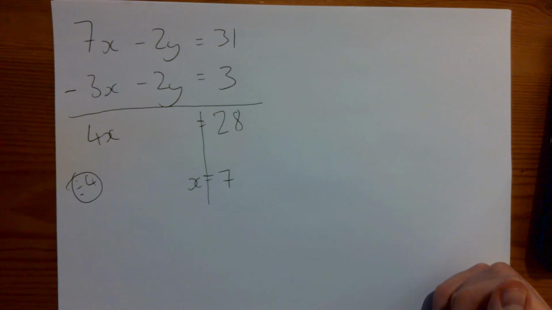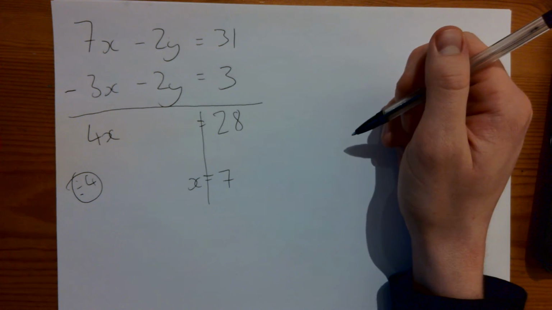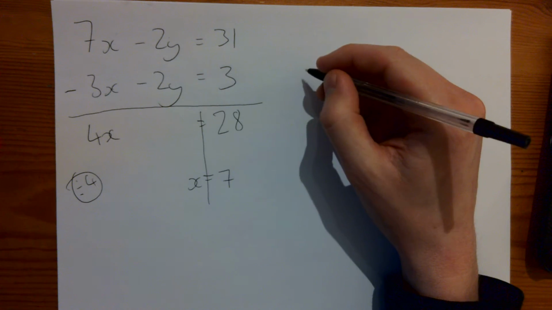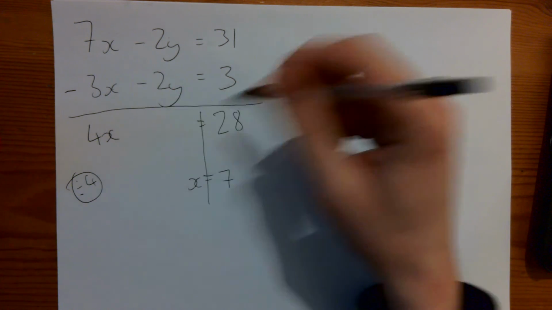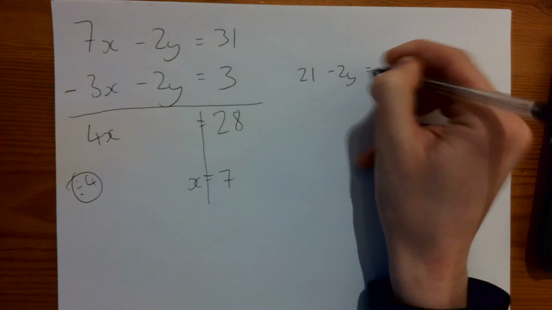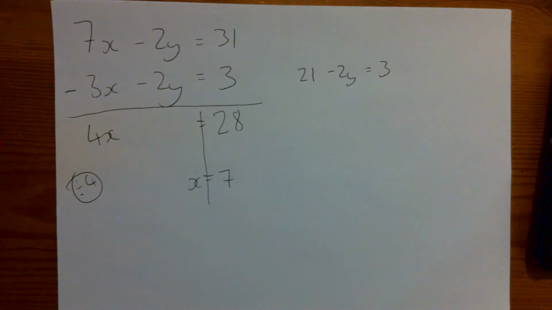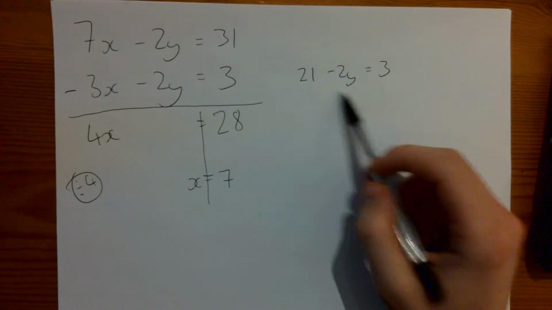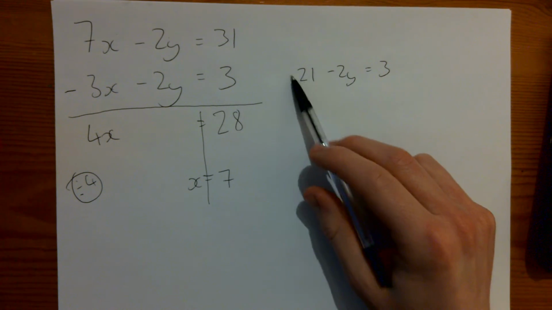Doesn't make too much difference what I put it back in for on this one. I think I'm going to put it back into the bottom one because I've got a smaller amount of x, but it should work the same either way. If x equals 7, then 3x is going to be 21. Minus 2y equals 3. Now I've got to be really careful. There's a couple of different ways I can solve this, but I've got to be really careful that this is negative and this is positive.